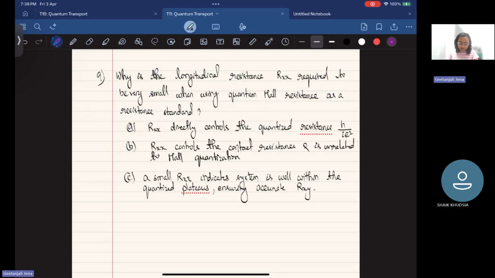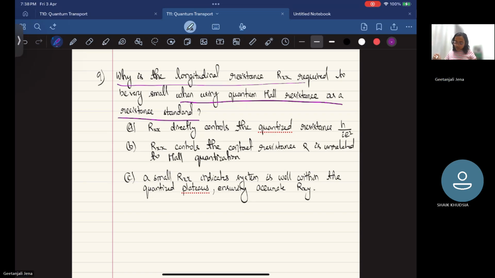Question number 9. Why is the longitudinal resistance, which is Rxx, required to be very small while using the quantum Hall resistance as a resistance standard? Option A, Rxx directly controls the quantized resistance h by e squared. Option B, Rxx controls the contact resistance and is unrelated. Or option C, a small Rxx indicates the system is well within the quantized plateaus, ensuring accurate Rxy.